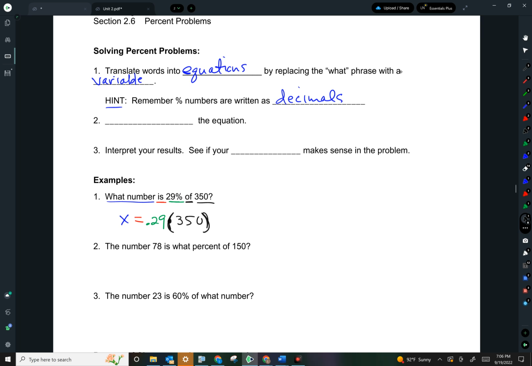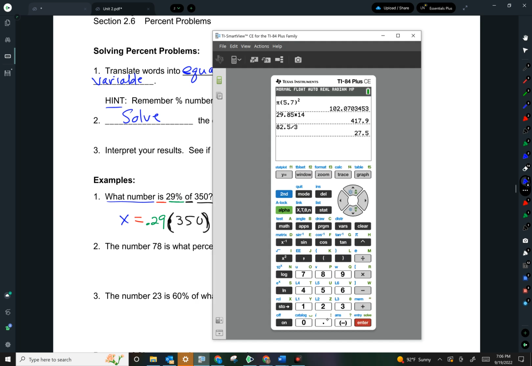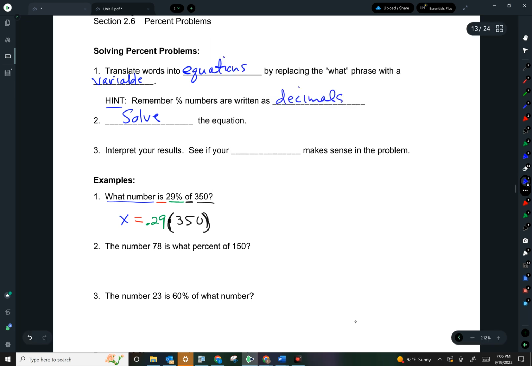Okay, so step 2 is solve the equation. Well, in this case, the x is already by itself. So if I want to know what x is, I'll just put in my calculator 0.29 times 350. And I get 101.5. So x equals 101.5. And then it says, interpret your results. See if your answer makes sense in the problem.